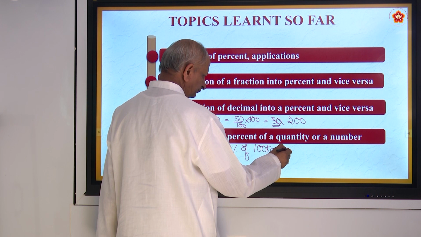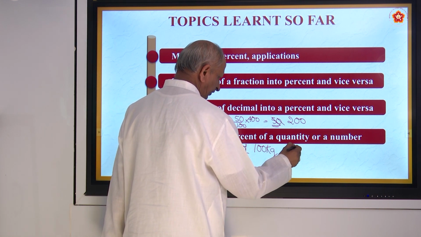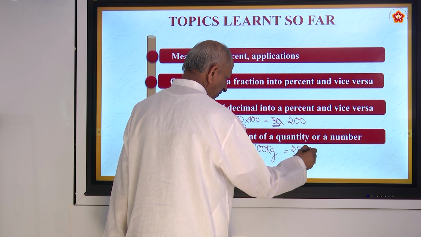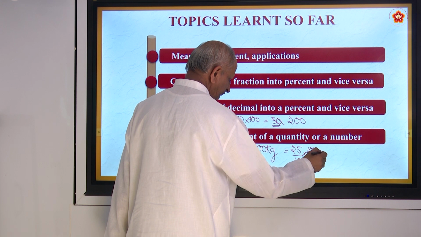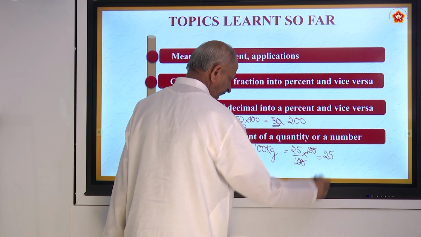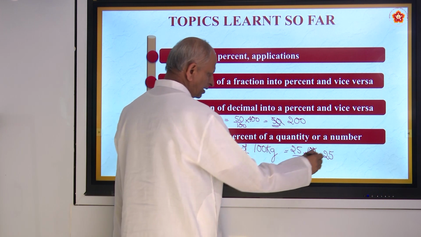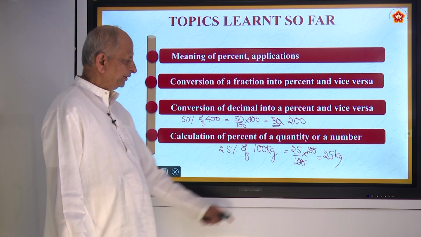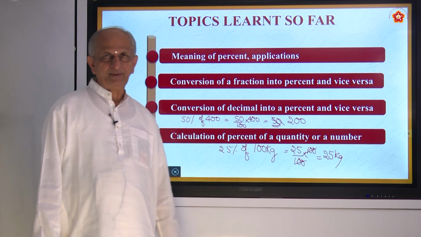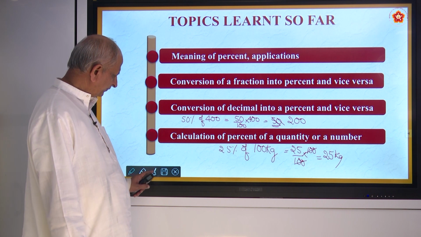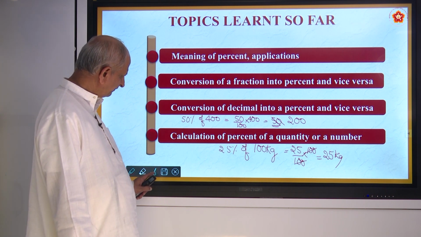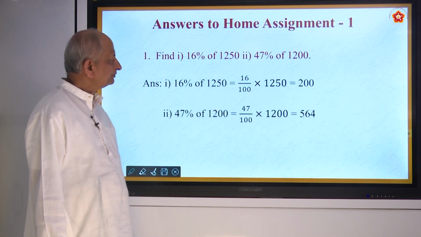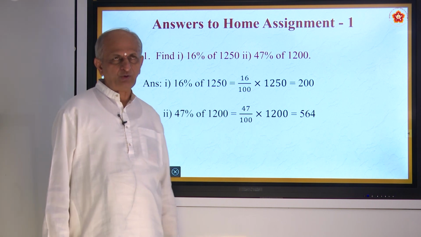What do you do it? So 25% means 25 by 100 into 100. So you have 25 kg. The percentage becomes kg there. So when you measure quantity, it will be kilograms or grams or meters or seconds, etc. So these are the things we have seen in the previous class. Is it not? Now let us try to answer the home assignment.